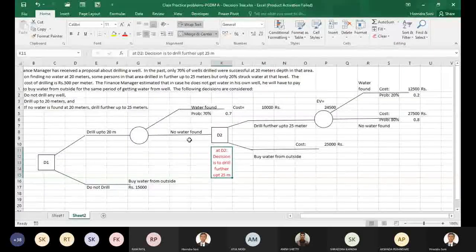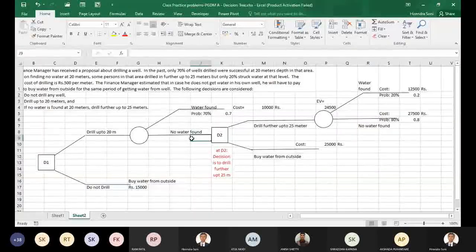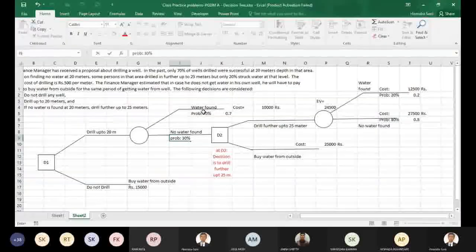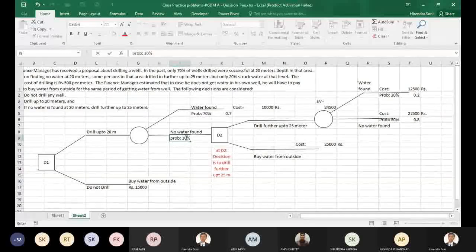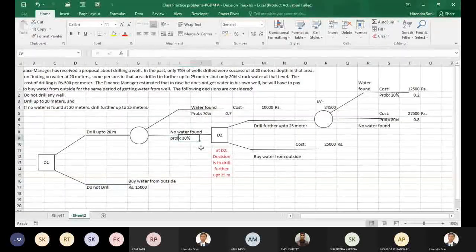What is the probability of you not getting water here? 30%. Probability of finding water was 70%. Probability of not finding water is 30%. So that means this was 0.3. ठीक है? So आपको इधर पर जो expected value आ रही है, that is जिसके ऊपर से आप decision ले रहे हो, okay?